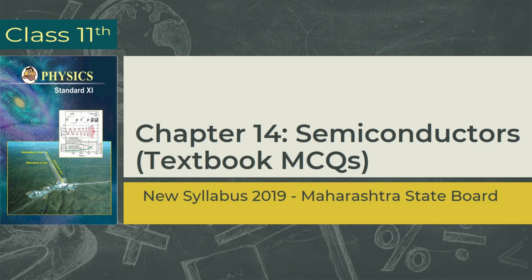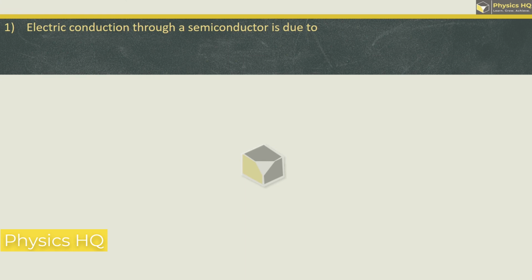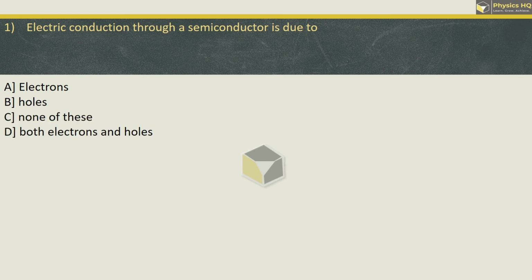Continuing with the lecture series of solving MCQs and sums, today we'll be covering the textbook MCQs of chapter 14, Semiconductors. Let us check out the first MCQ. Electric conduction through a semiconductor is due to electrons, holes, none of this, or both electrons and holes. So in a semiconductor, basically the conduction is because of both electrons as well as holes. Let us check out the next MCQ.